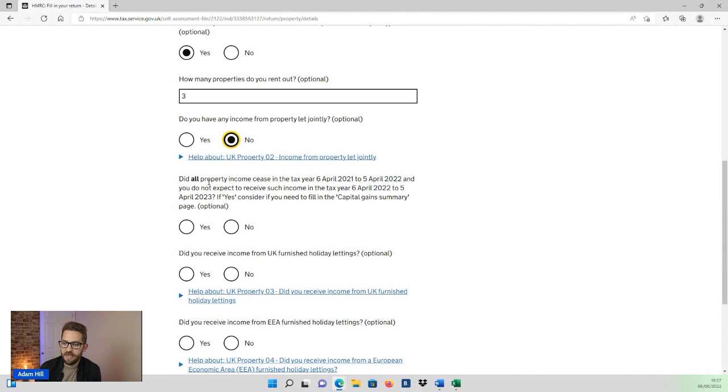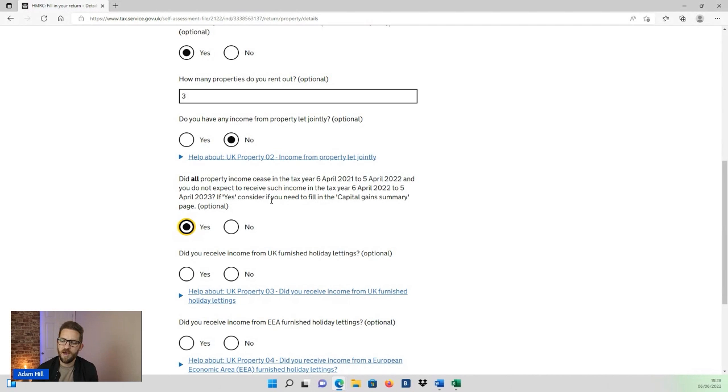Did all property income cease in the tax year 6th of April 21 to the 5th of April 22? And do you expect to receive such income in the tax year 2022 to 2023? If yes, consider if you'll need to fill out the capital gains summary page. So if your property income did cease, you can let them know here. If this is the only reason why you're completing a tax return, then you can usually put a note in the white space a little bit later on in the return and request that HMRC actually stop sending you tax returns to complete. If you have other reasons, maybe you have high employment income or self-employment income, you would still need to complete a return.